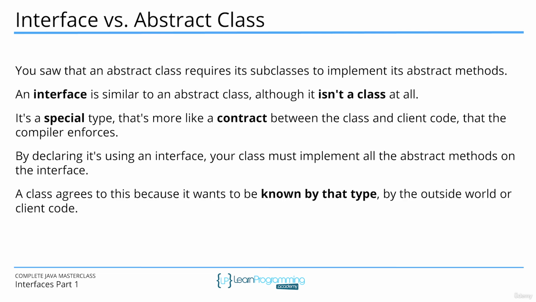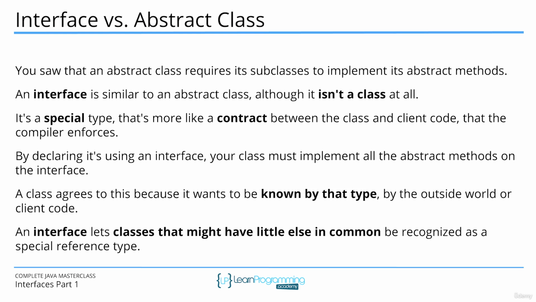A class agrees to this because it wants to be known by that type by the outside world or client code. An interface lets classes that might have little else in common be recognized as a special reference type. I'll be talking about the benefits of interfaces quite a bit as we work through the next couple of videos.